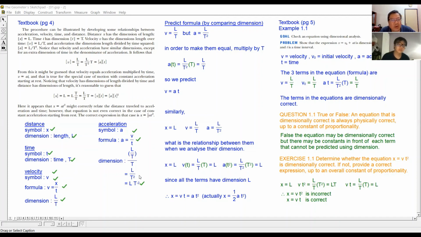So far, okay or not? From this part, the dimension is L over T, then divide by T again. So L divided by T, then divide by T again, means it's L divided by T squared. Now in index form, it is L T to the power of negative 2. Now we look at one example.